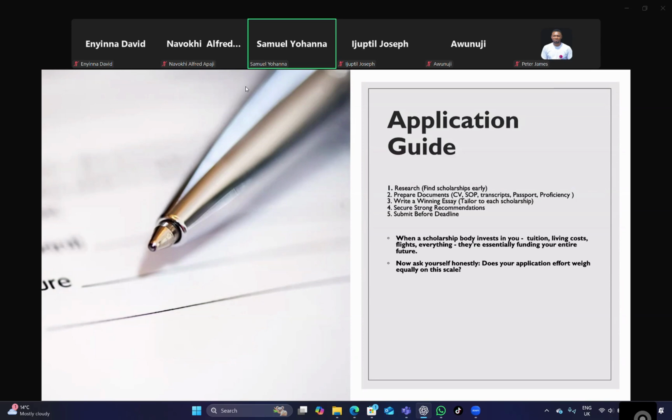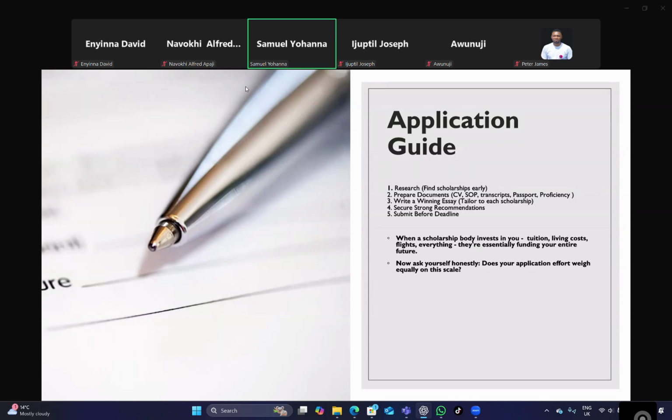And this is one of my motivations, actually. So whenever I write an SOP or a scholarship essay, I look at it as, can someone invest in me by looking at this? And this gives you a lot of motivation to put in more effort, to do more research, and to be able to come up with a very strong application.